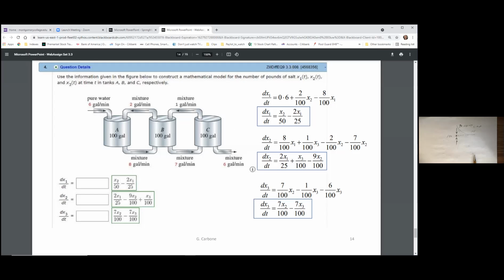Because both of them are coming out of X. The 2 gallons per minute here, right? It's coming out of X, it's coming out of B, right? And the 7 gallons per minute is coming out of B. So this is the amount that's in B. X2 is the amount that's in B. Is that your question?